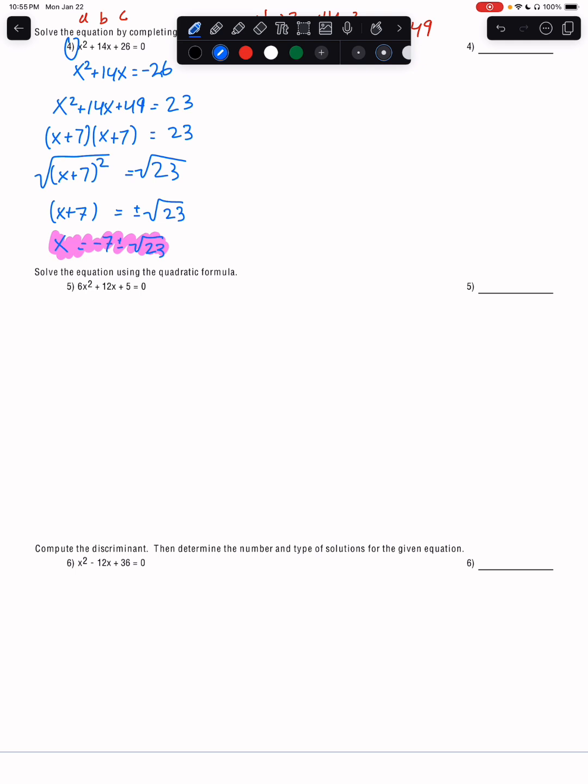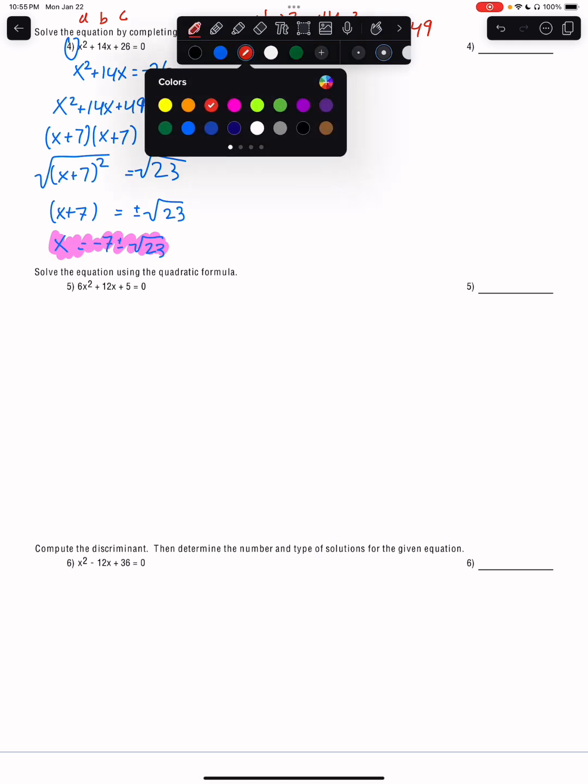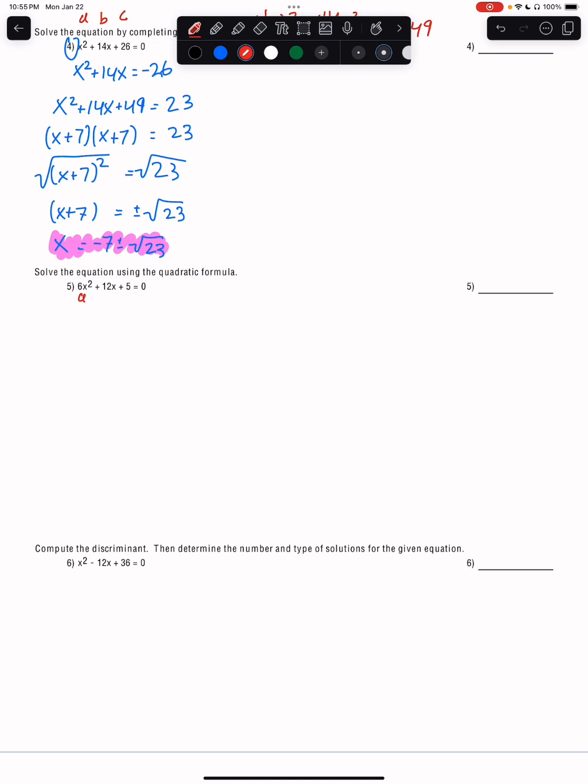Next, we gotta solve the equation using the quadratic formula. This is probably the easiest way to go about factoring or not factoring, solving for x, and it works for any quadratic equation that looks like this, with the x squared as a leading coefficient. So to do that, we just take a, b, and c, and then you're going to want to have the quadratic formula memorized. That's the harder part. It's going to be x equals this big fraction. It's going to be negative b plus or minus the square root of b squared minus 4ac over 2a.